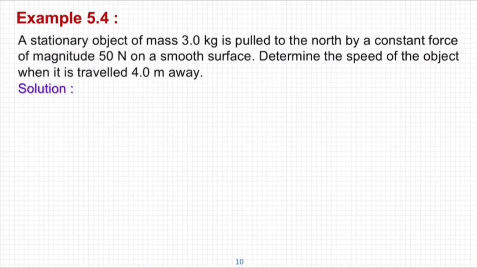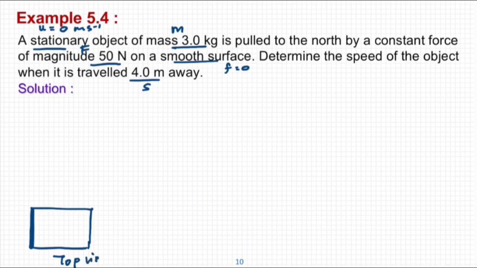We have a stationary object of mass 3 kg and it is pulled to the north by a constant force of magnitude 50 Newton on a smooth surface. So here we are given the mass and then we are given the force, which is 50 Newton. And we are told it is on a smooth surface, so there is no friction. And then we want to find the speed of the object when it has traveled 4 meters away. So we have the displacement as well. Another piece of information that we can get from the question is that the object is a stationary object, hence the initial speed is 0.